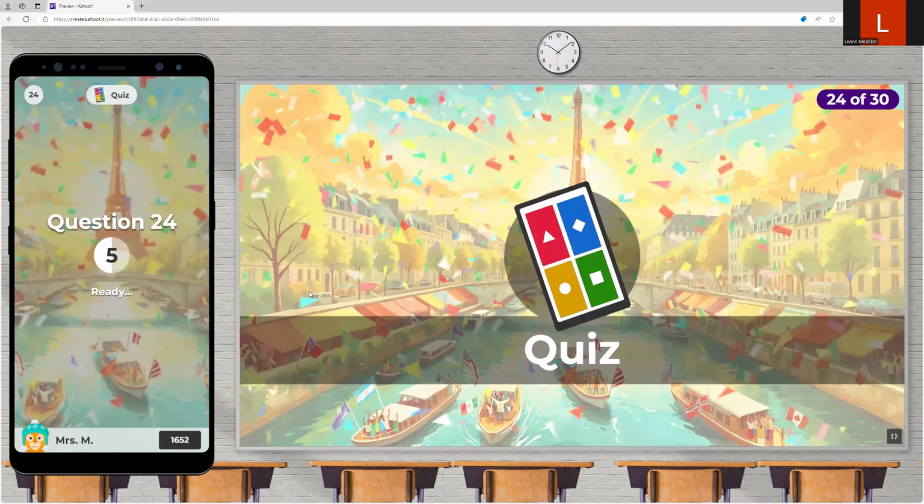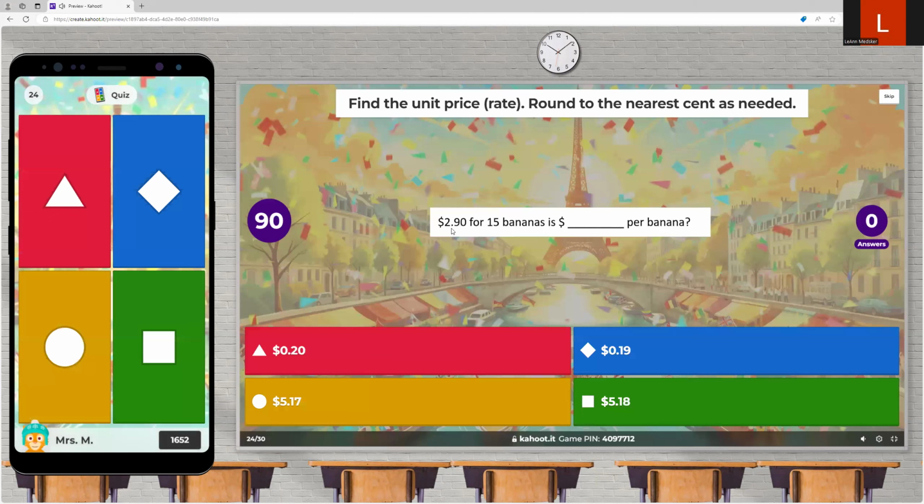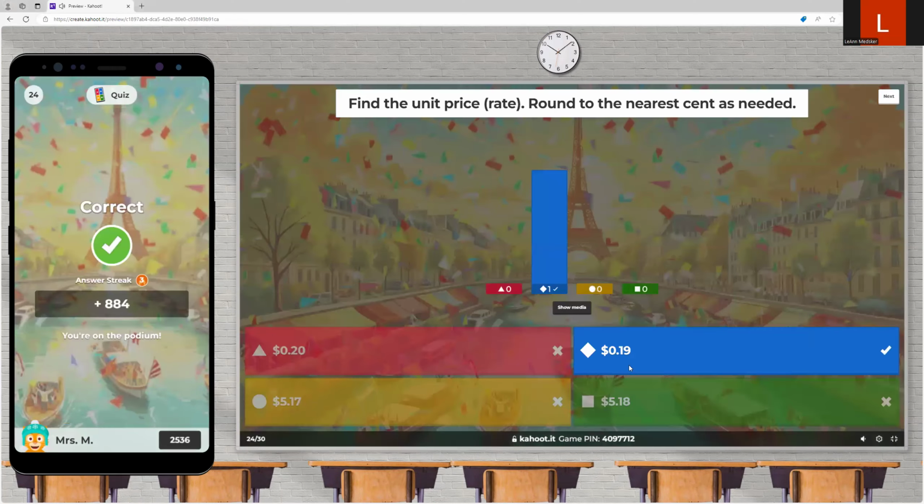Next slide. We're going to try one. So find the unit price, round to the nearest cent as needed. So we've got $2.90 for 15 bananas. So it's how much money per one banana. So we're doing money divided by number of bananas. So 2.9 divided by 15 and rounding to the nearest cent. So that means 2 decimal places because money usually goes to 2. So 0.19 is followed by a 3. So that'll stay a 0.19. So it's going to be that 0.19. All right.